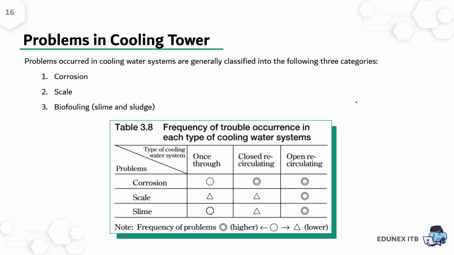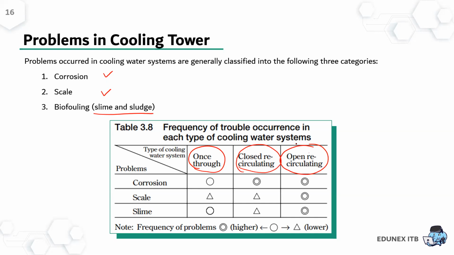Okay, so this is the problems in cooling towers, as mentioned previously from the slide. We have corrosion, scaling and also biofouling, due to slime and sludge. And the table below is the classification of the types of problems based on the type of cooling water system. We have once-through, closed recirculating, and open recirculating types.